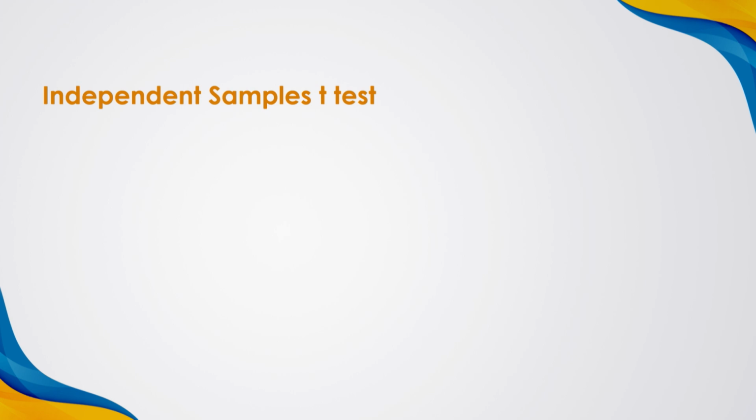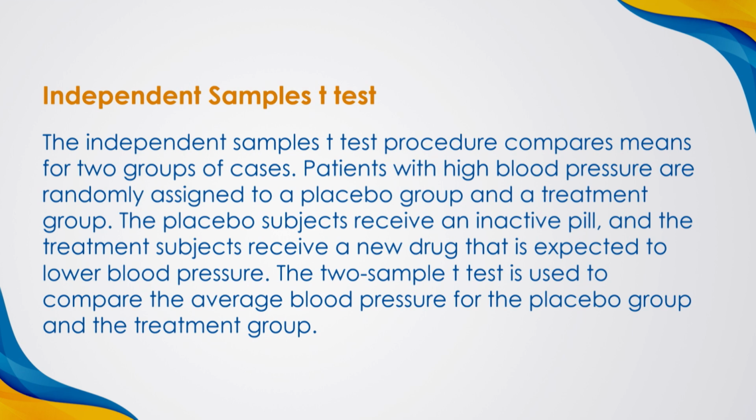Independent samples t test. The independent samples t test procedure compares means for two groups of cases. Patients with high blood pressure are randomly assigned to a placebo group and a treatment group. The placebo subjects receive an inactive pill and the treatment subjects receive a new drug that is expected to lower blood pressure. The two sample t test is used to compare the average blood pressure for the placebo group and the treatment group.